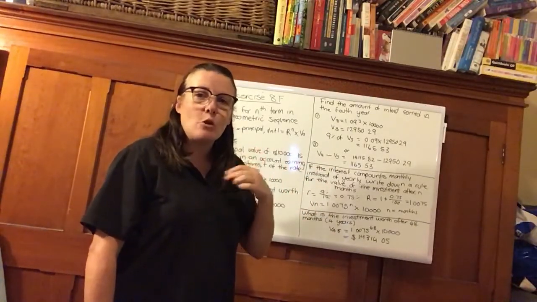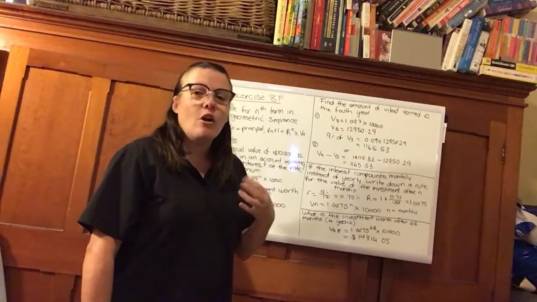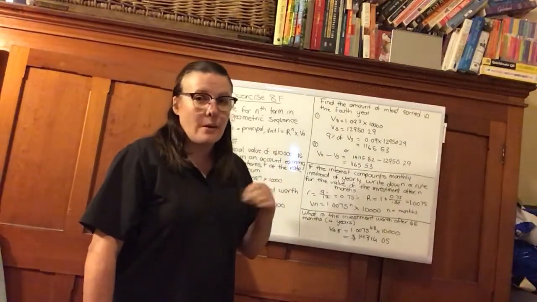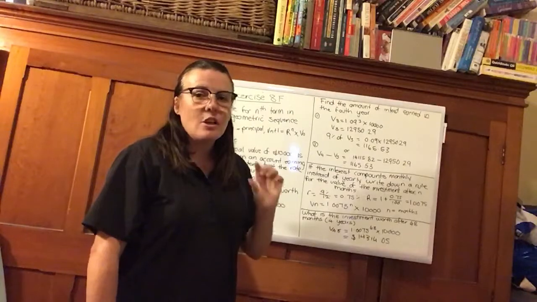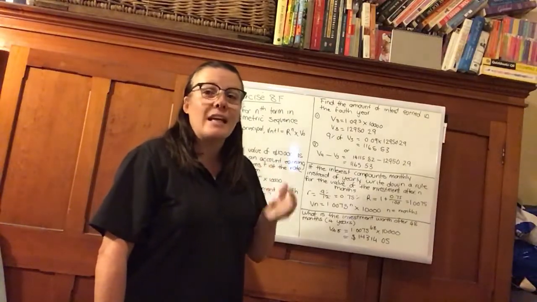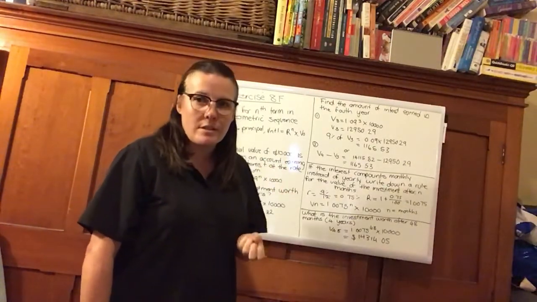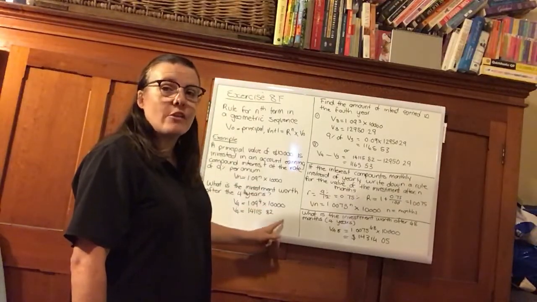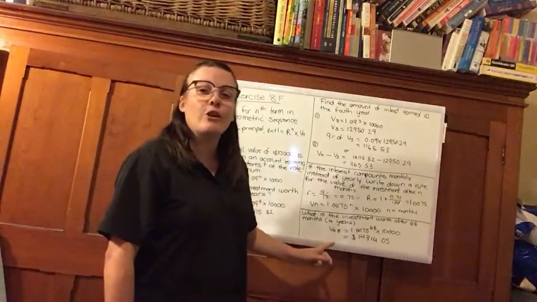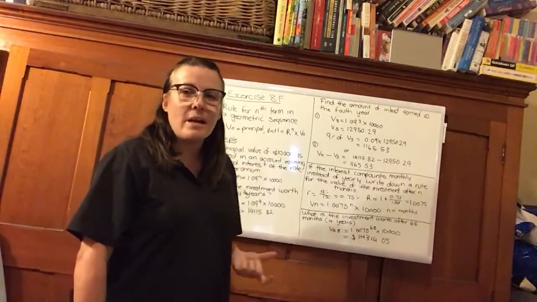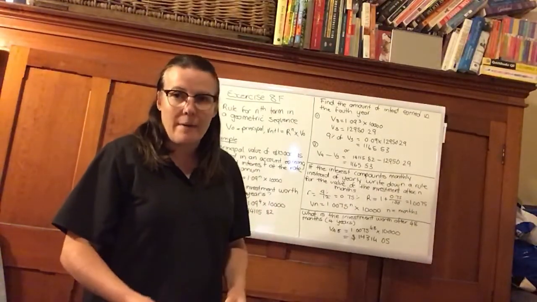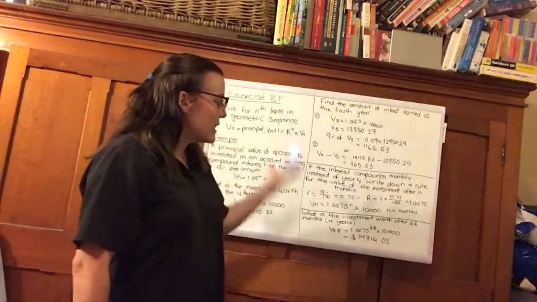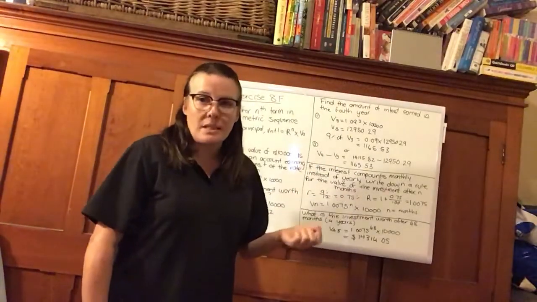Because basically you're being paid interest on the interest. So every time it compounds, you get a little bit more because you're getting interest on the interest. We only got that 4 times here, interest on the interest, but we got it 48 times here. And that's why our value is a little bit higher. Okay, so that's been looking at an investment situation.